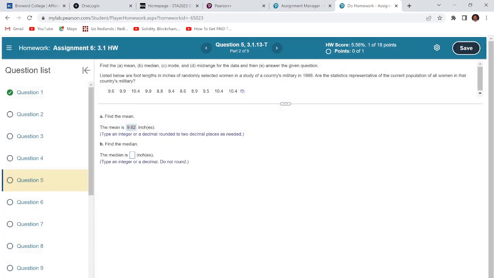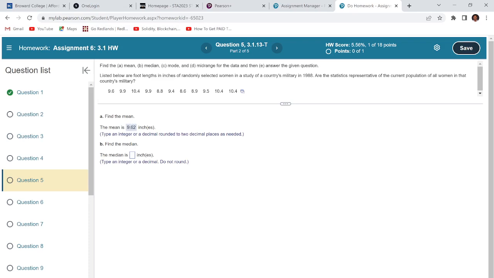Nice work. So look at here. Listed below are foot lengths. This data represents the foot lengths in inches of randomly selected women in a study of a country's military in 1988. Are the statistics representative of the current population of all women in that country's military? That is what we are looking for.